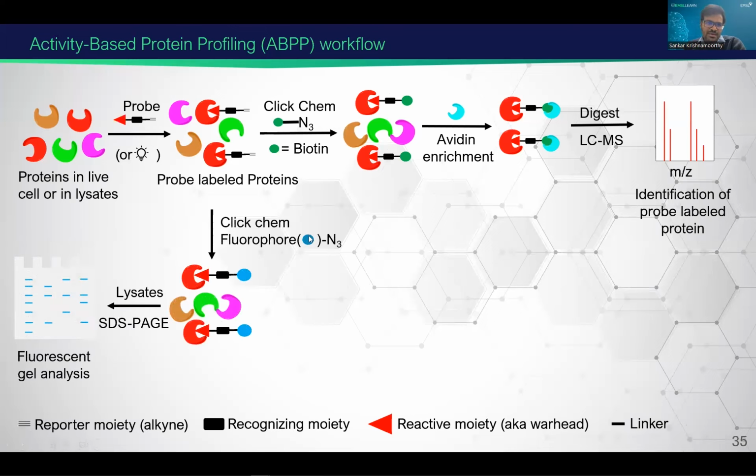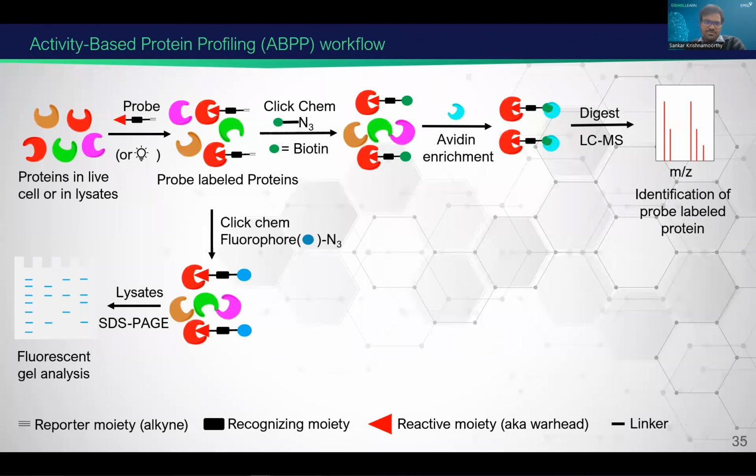You can also take the probe-labeled proteins and couple them with a fluorophore and use it for SDS-PAGE analysis, where we can visualize these protein bands by doing fluorescent gel analysis. You will get molecular weight information. You can also do in-gel digestion and do mass spec analysis of that protein band. In addition, you can transfer the protein onto a membrane to do Western blot analysis if you have an antibody available for that particular protein target.